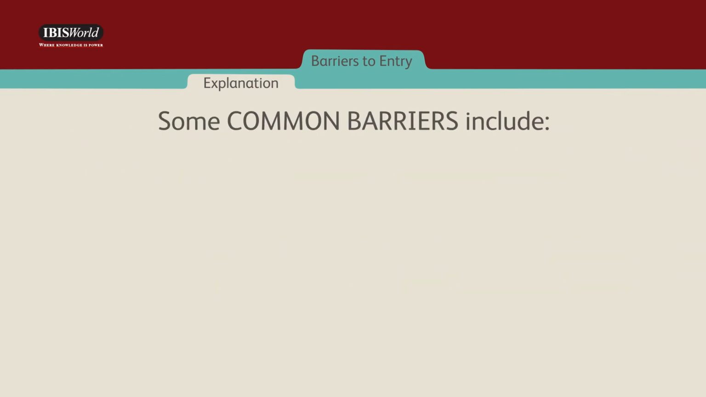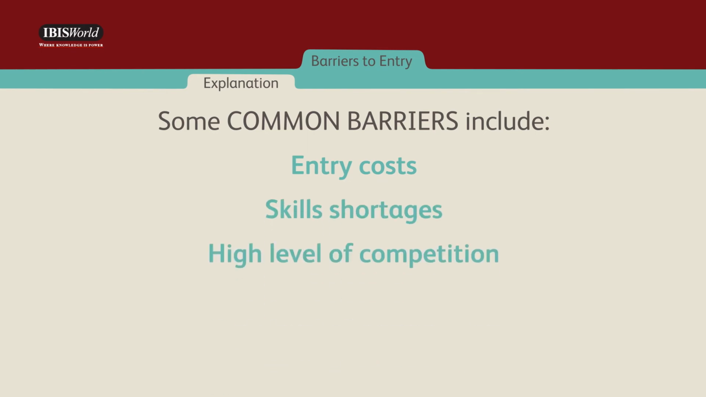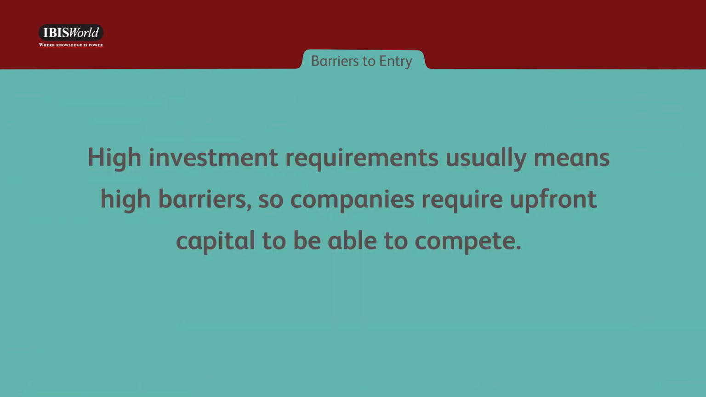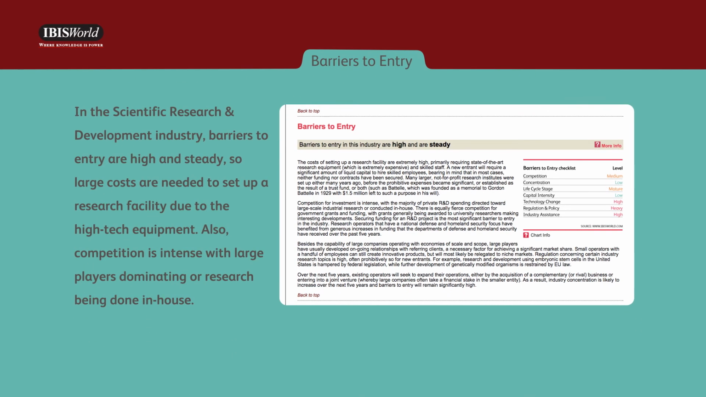Some common barriers include entry cost, skill shortages, high level of competition, legislation and regulation, and scarce inputs. High investment requirements usually means high barriers, so companies require upfront capital to be able to compete. For example, in the scientific research and development industry, barriers to entry are high and steady, so large costs are needed to set up a research facility due to the high-tech equipment. Also, competition is intense with large players dominating or research being done in-house.